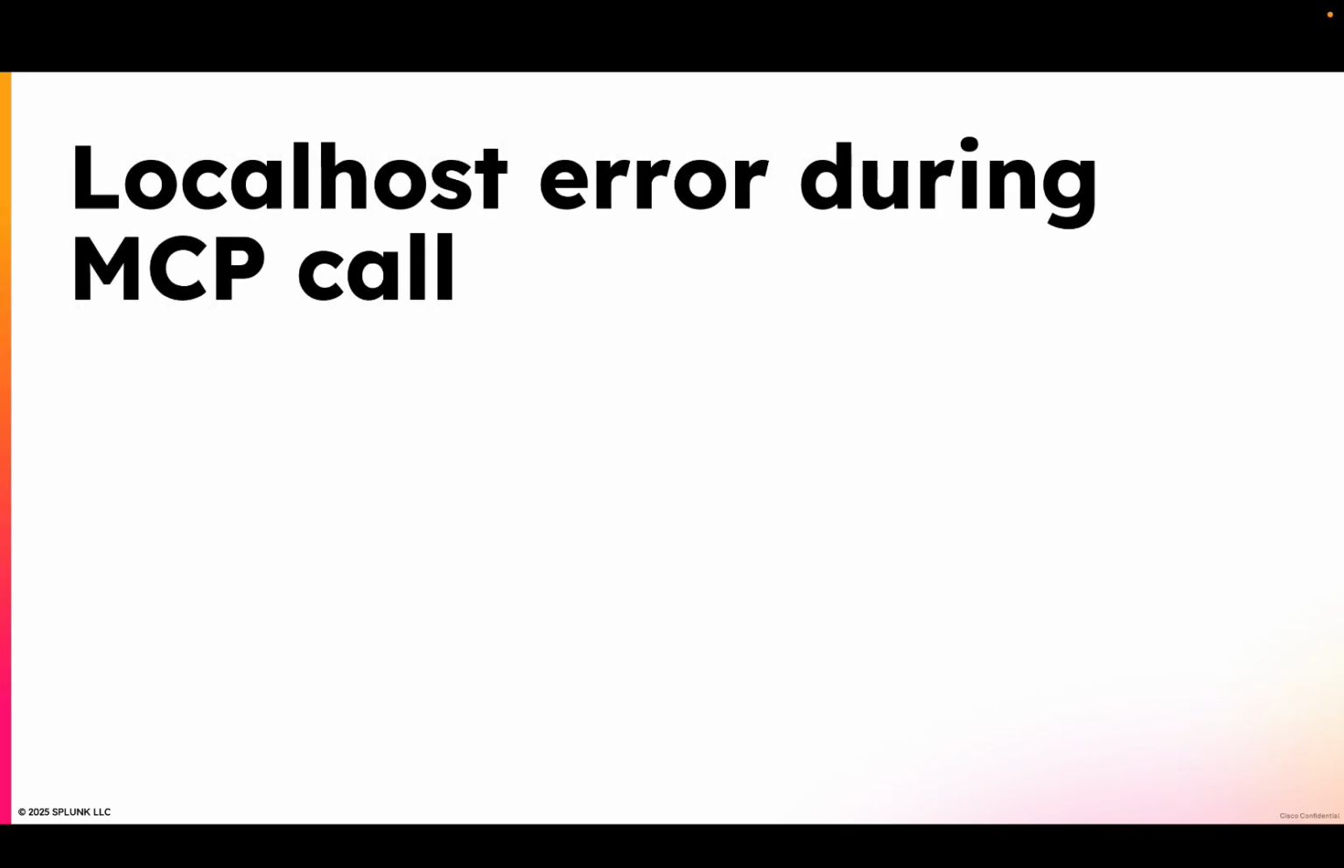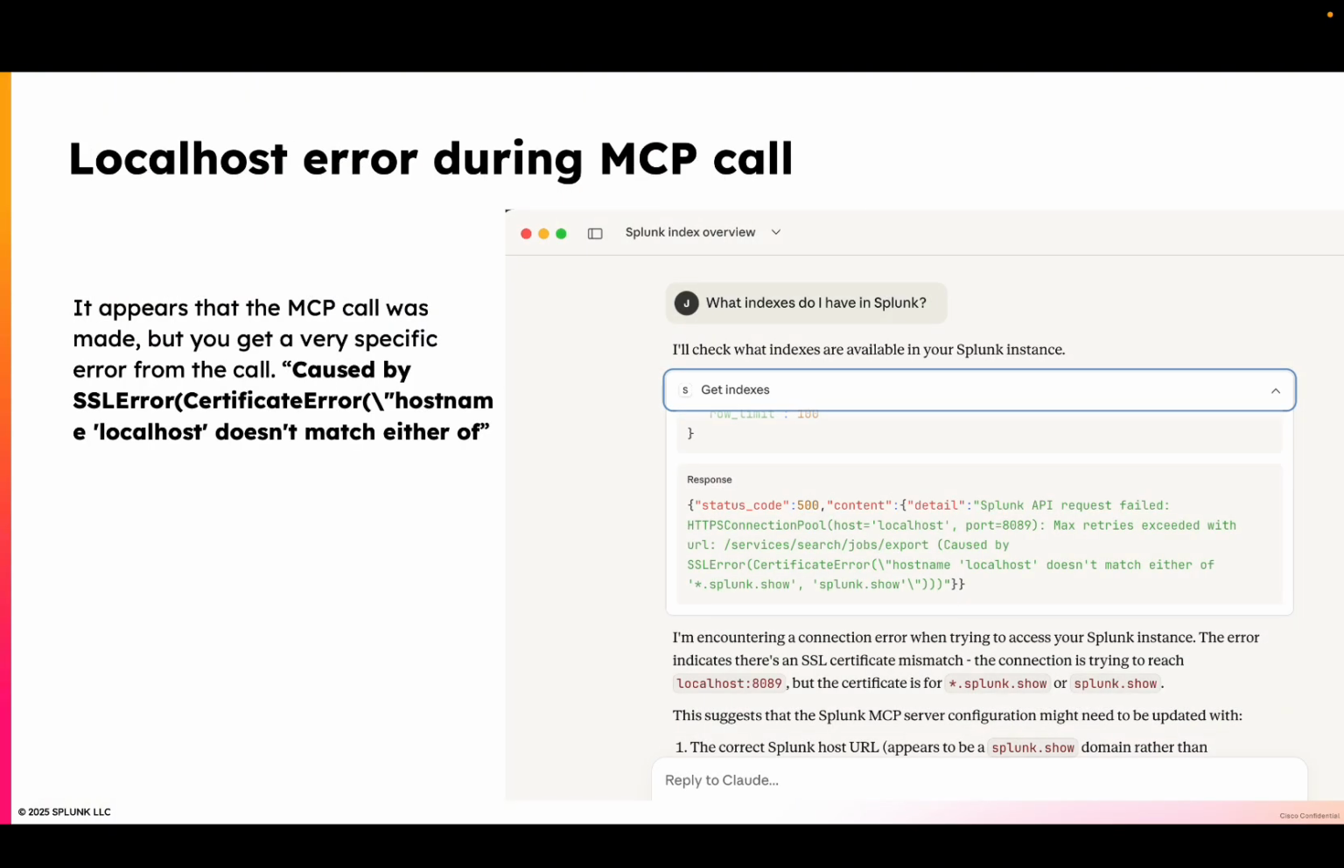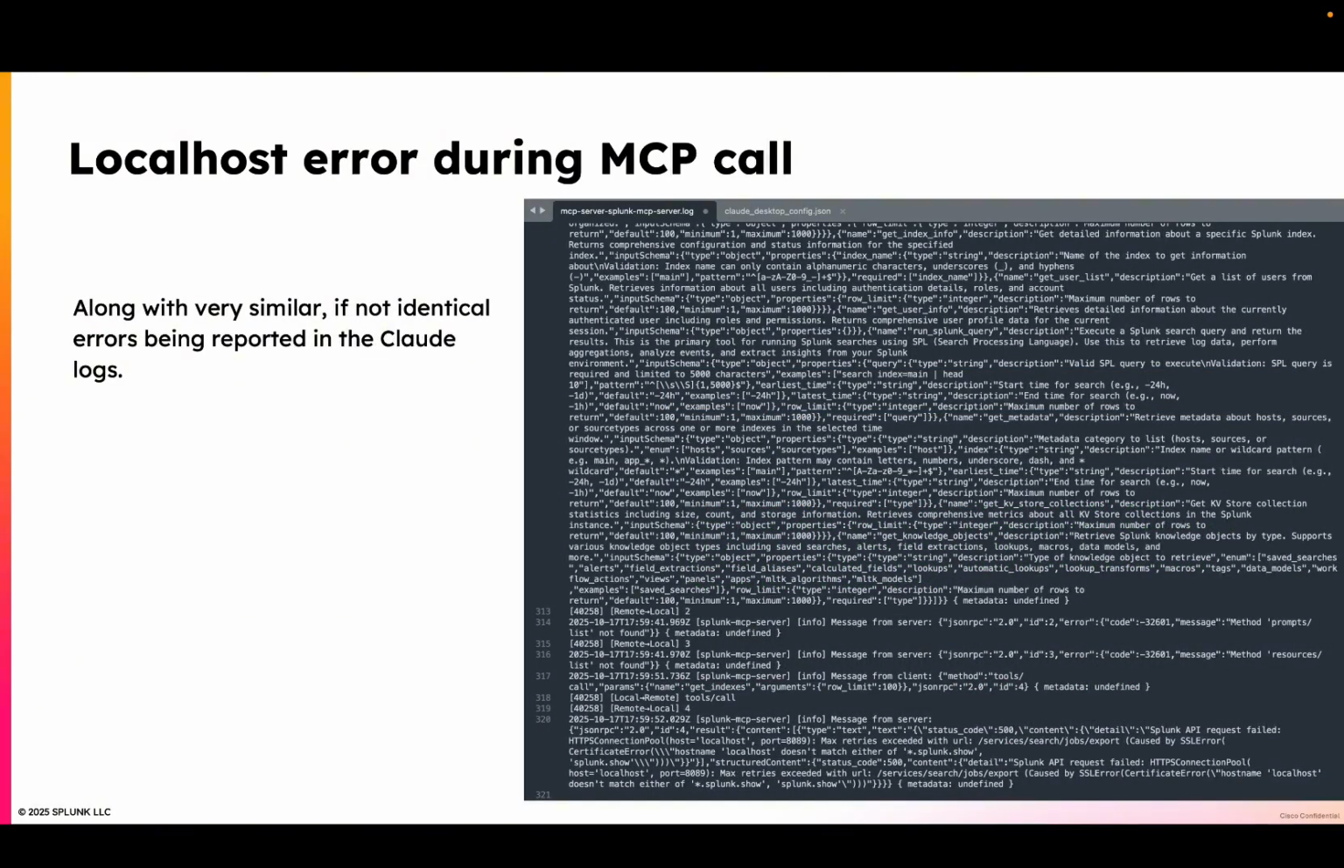Okay, so the next challenge that you might run across is this obscure localhost error that happens when you make your first MCP call. And this particular error can actually be seen directly from the user interface. I typed in what indexes do I have in Splunk, and Claude successfully recognized that it needed to call the get indexes tool to answer that question. But when it made that call, it returned this 500 error indicating that the hostname localhost doesn't match either of blah, blah, blah. Now, if you open up the log files, you're not going to get much more helpful information, but you're going to see just about the same error happening in the log files.